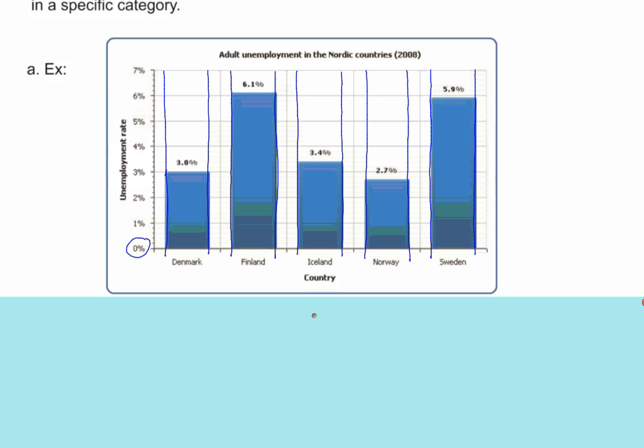Now again, if you got one bar that's really gigantic, you got to be careful because you can't go off your paper with your graph. But you do have a lot of blocks. And again, notice how that scale is also labeled with the unemployment rate.